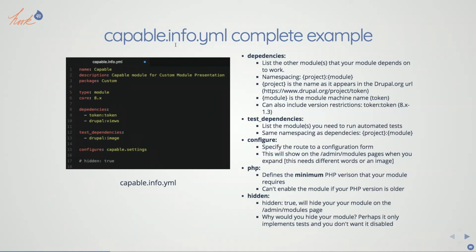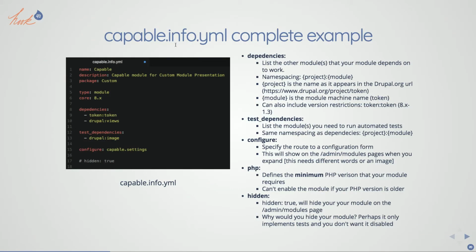We have the list where we can add dependencies to our module. These are modules that your module depends on, so you can't enable your module until you've downloaded the other dependencies. The namespacing, this is our first example of namespacing. When you give your dependency, you have to do it in this specific way so Drupal knows what you're talking about.